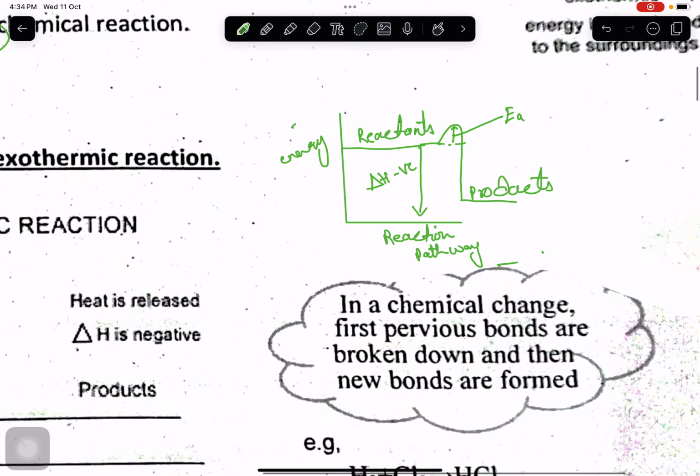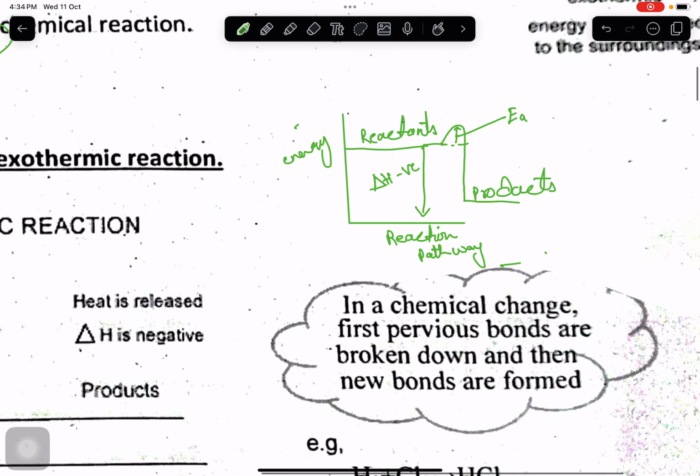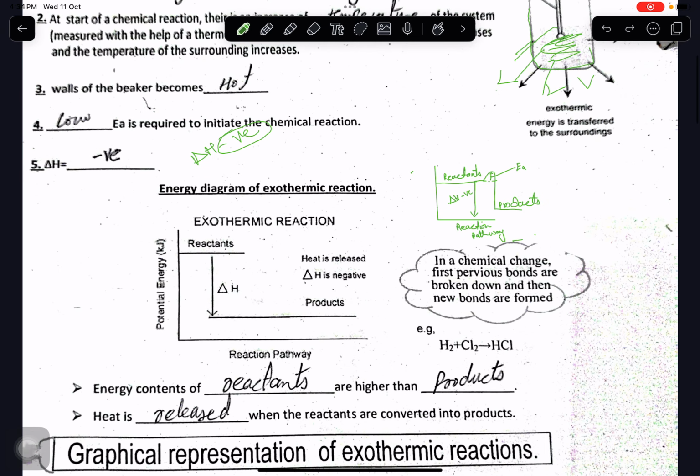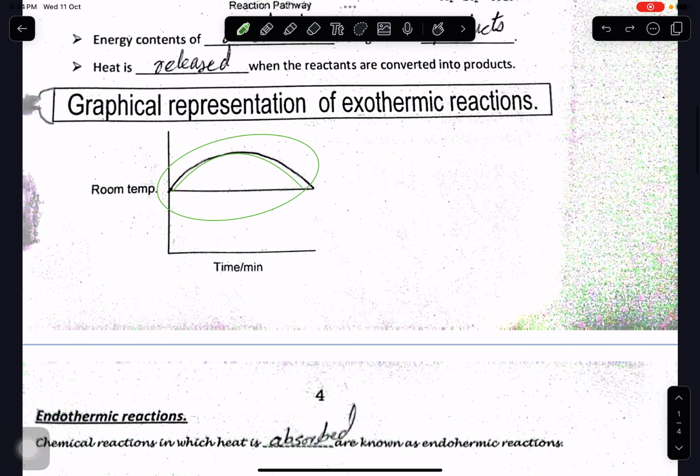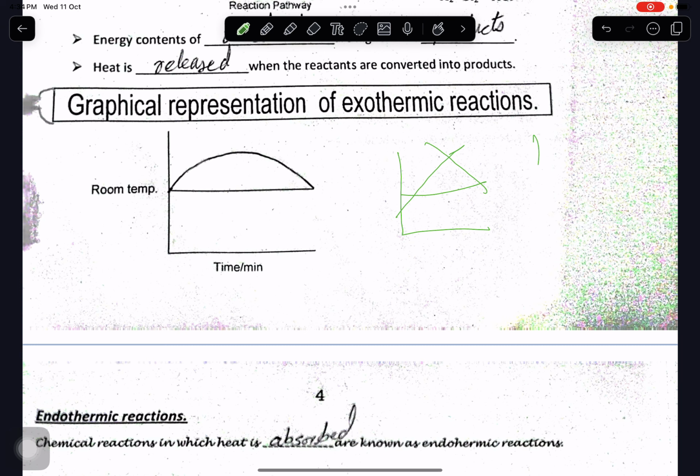Now the graphical representation of exothermic reactions is like this. Okay, it's basically a question or MCQ that the examiner asks: what is the graphical representation of an exothermic reaction? He will provide you some graphs, maybe like this, like this, like this, and one will be like this. So you have to opt for this one for exothermic reactions.